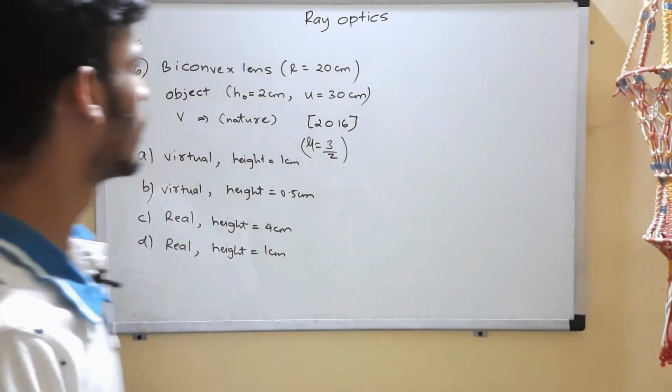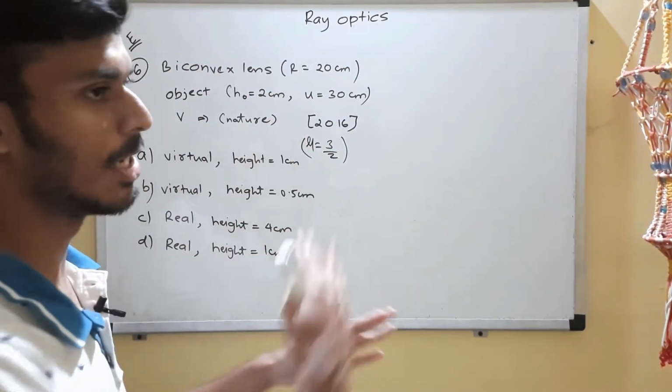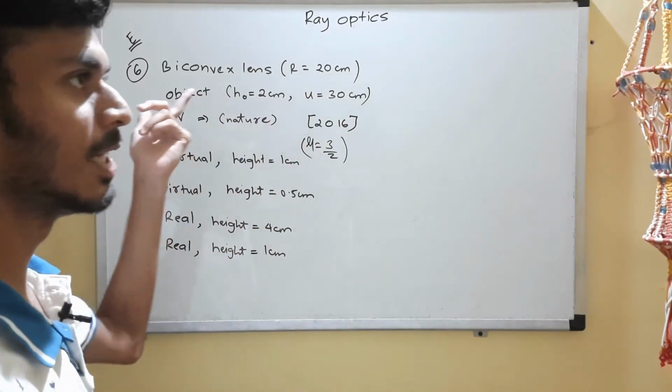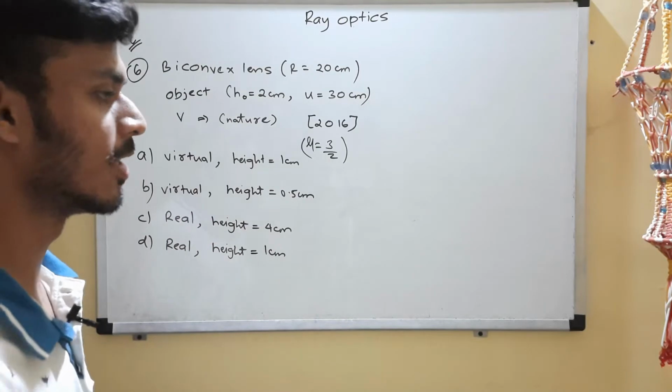So question 6 over here. In this question, we have a biconvex lens. R is 20 centimeters on either side. Object is placed at a distance of 30 centimeters from your lens, okay? And h_o, the height of the object, is 2 centimeters.